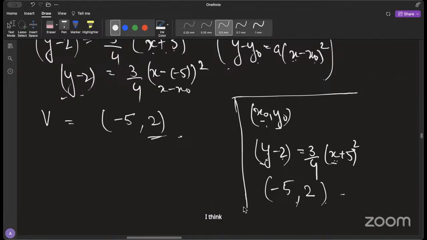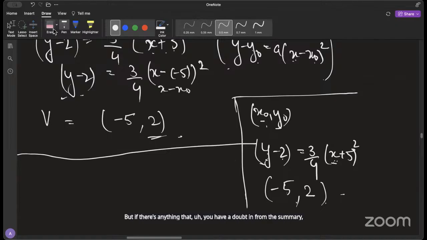I think we've tried to cover everything. Is there anything that's left? I don't think so. But if there's anything that you have a doubt in from the summary, you can ask that.